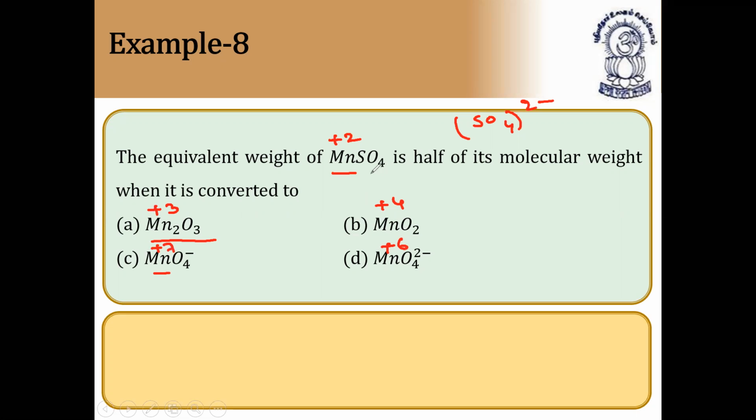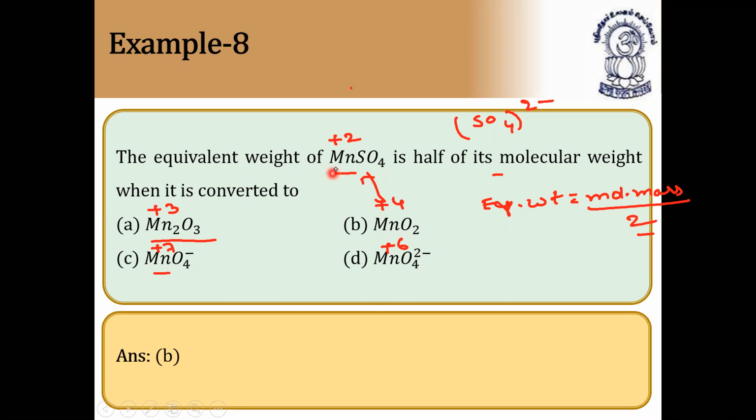Suppose manganese sulfate changes to manganese dioxide. Then the equivalent weight depends on the change in oxidation state. Equivalent weight is molar mass by 2, because +2 changes to +4. For the first option it is molar mass by 1, for another it is molar mass by 5, and for the last it is by 4. So the answer is by 2, meaning half of its molecular weight. Definitely the answer is the second option, B.